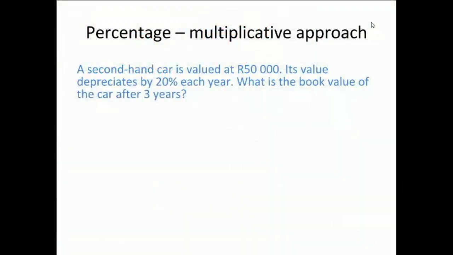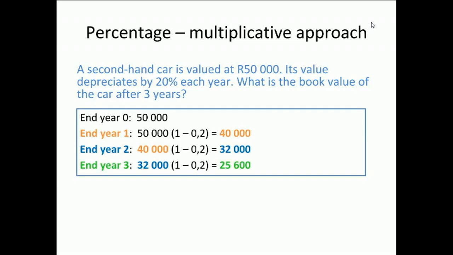Okay, so now I want to pick up with something similar to what we did in the grade 10 session. What I talked about, the multiplicative approach. So I'm using 5s and 20s and 3 years all the time here because it just seems to be reasonably easy to do that. A second-hand car is valued at 50,000 Rand. Its value, just like the thing before, depreciates by 20% each year. What's its book value? I'm using the technical word, after 3 years. In other words, at the end of the third year. Okay, that's the kind of language that we need to think about.